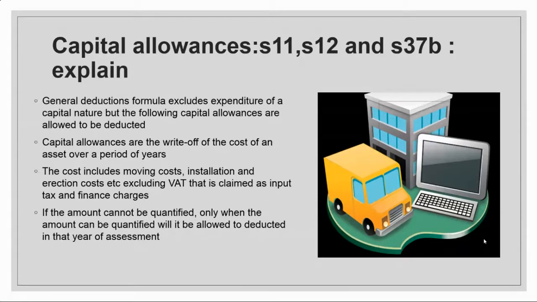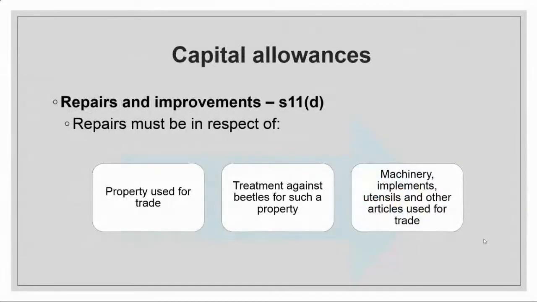Now, the reason they exclude finance charges is because we do not want to give someone that has to take out a loan to buy an asset a better advantage from a tax point of view than someone buying it cash. So for that reason, finance charges are specifically excluded. And if an amount cannot be quantified, then you have to wait until you can quantify it before you actually take the deduction.